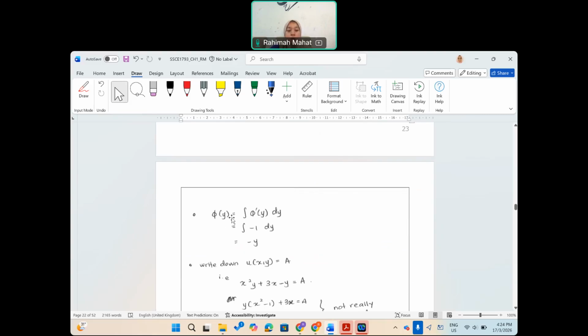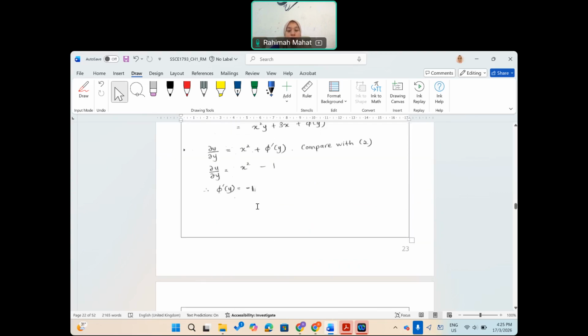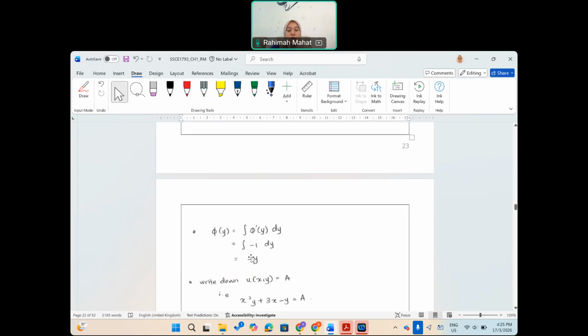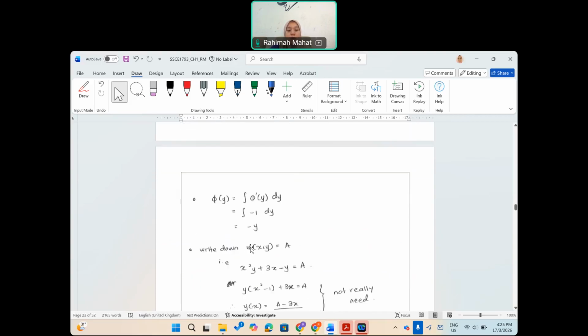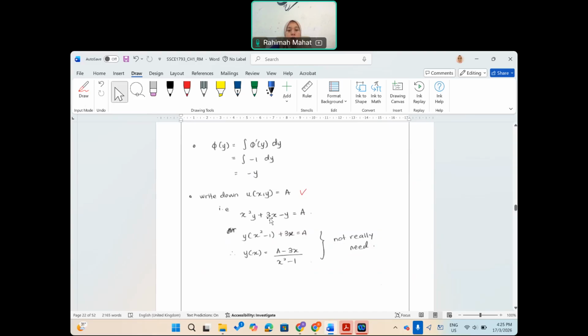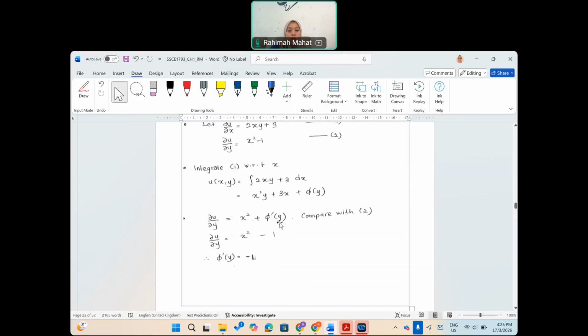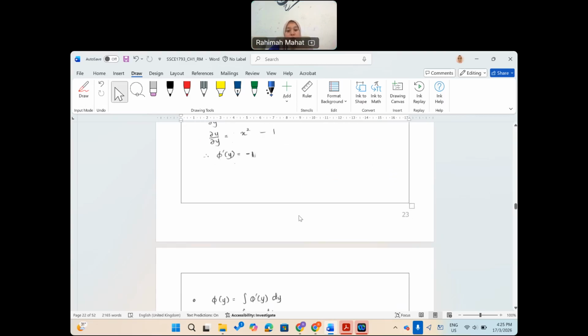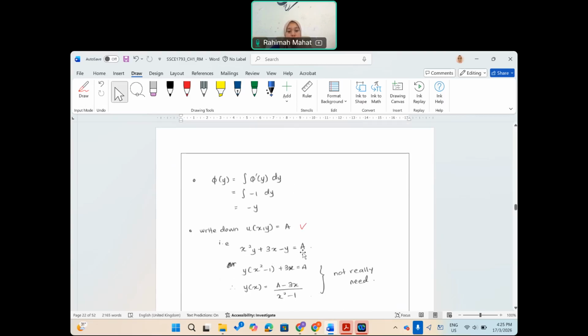So you want to find your phi(y), so you need to integrate phi prime(y), where phi prime(y) is equal to -1. You do the integration, and then you can get -y here. And you write down u(x,y) is equal to a. So what is your u(x,y)? This one: x squared y plus 3x minus y equal to a.